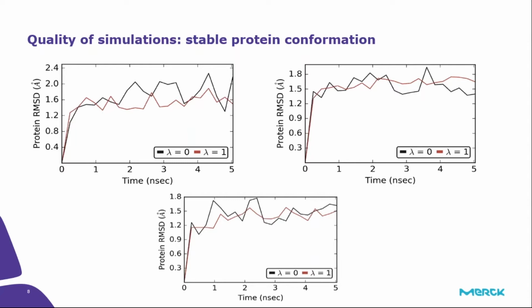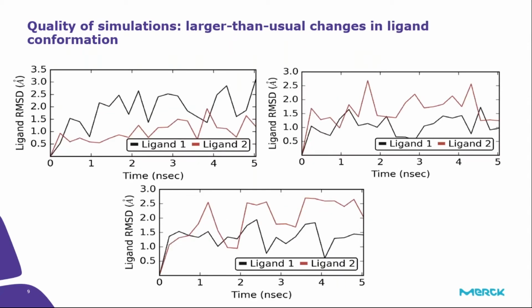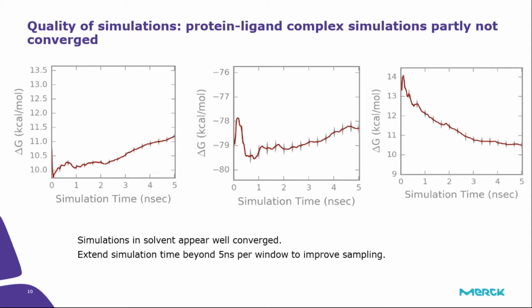So the quality of the simulations looked quite good. The protein conformation was found to be stable. So here are some examples for the protein RMSD over those 5 nanoseconds. However, when I looked into the ligand RMSD, I found that for some ligands, there were actually RMSDs observed that are higher than those that are usually observed.